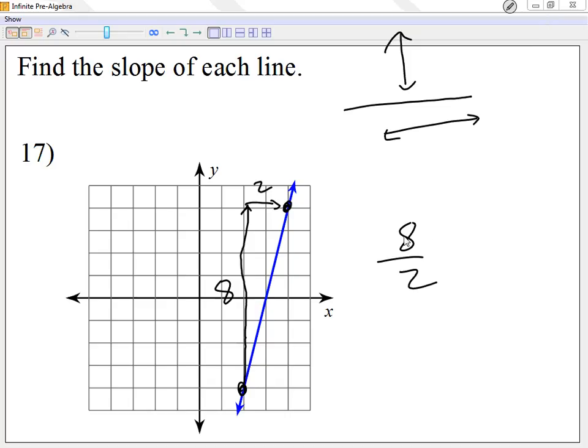I'm saying I'm going up 8 and 2 to the right. If I would have gone down, instead of positive 8, I would have said negative 8. If I would have gone to the left, instead of positive, I would have written negative. And then simplify your fraction if you can. 8 divided by 2 gives me 4.